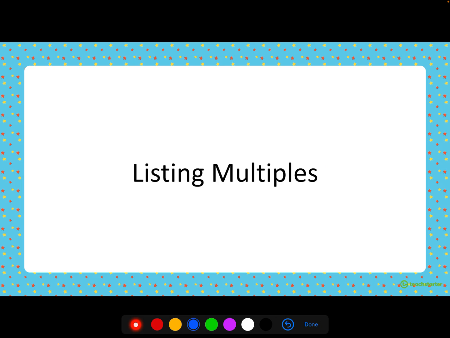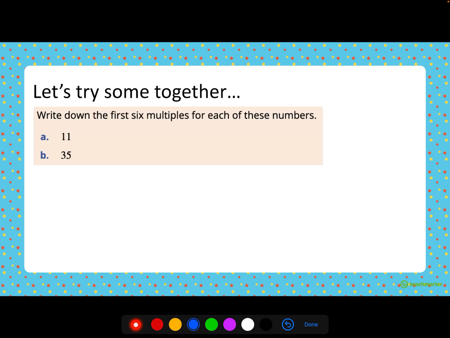Listing multiples. Now this is the easy part. Let's look at this. Write down the first 6. So I've just got to count basically in 11s. 11, 22, 33, 44, 55, 66. That's the first 6. Done.